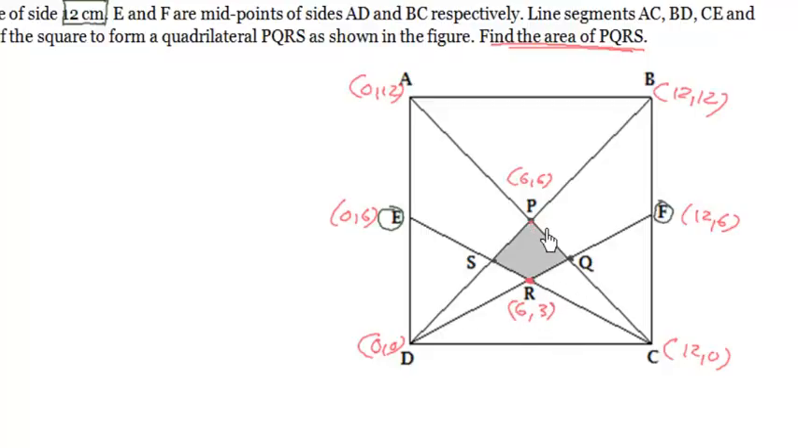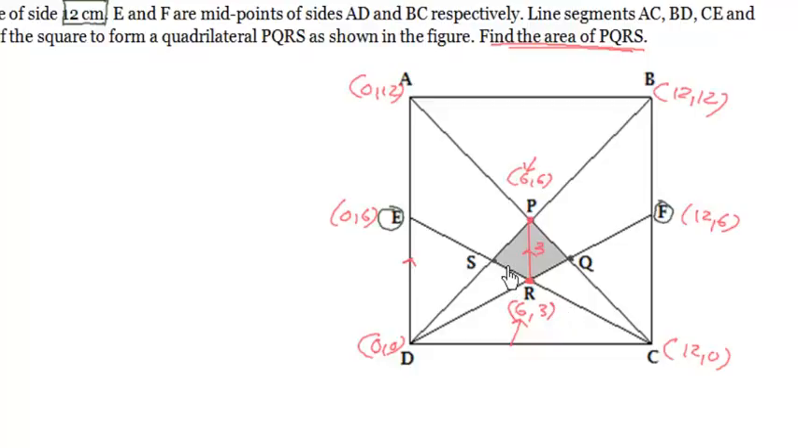And if you look at the coordinates of P and R, the x coordinates remain the same. The x coordinate of P is 6, and the x coordinate of R is also 6. So I can say that if I join them with a line, PR will be parallel to the y-axis, because the x component of both points is the same, and the length of PR is nothing but this length. The y coordinate of R is 3 and the y coordinate of P is 6, so the length of RP is 3. I have actually calculated one of the diagonals of the given quadrilateral.